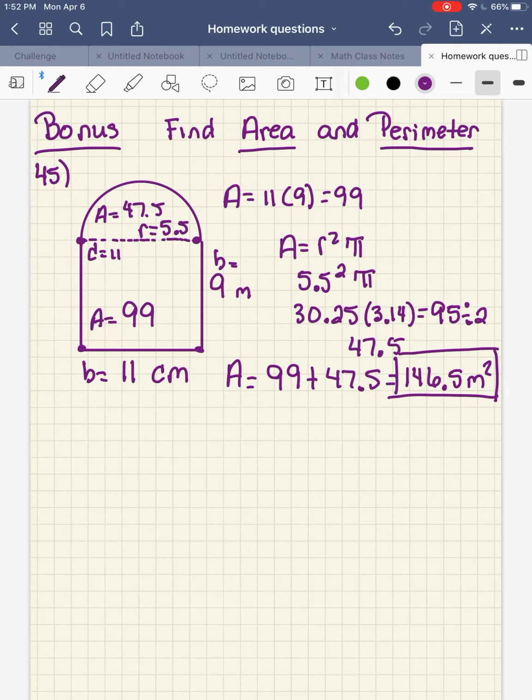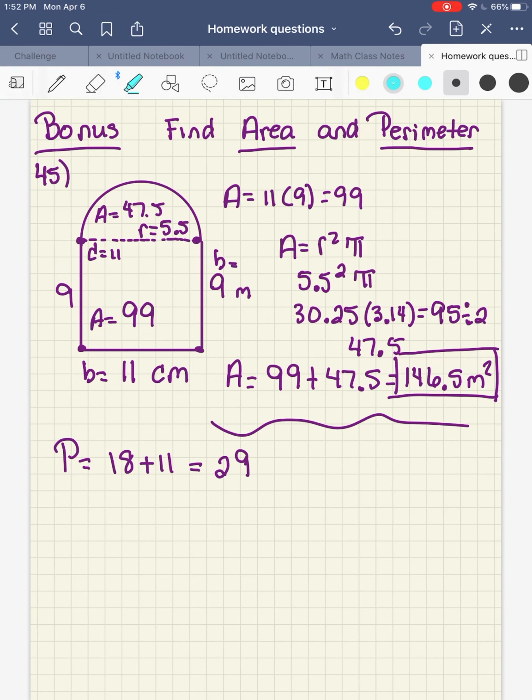Okay, find the area of the rectangle, find the area of the half circle, and add them together. And the way we get a half circle is find the area of a circle and divide by 2. So to get the perimeter of the rectangle, it's not a whole rectangle, right? We have 9 and 9 and 11. So we're going to add those together. So that's 18 plus 11, which is 29, right? That's this part here. I'm going to do a little highlighting. Okay, 9 plus 9 plus 11.